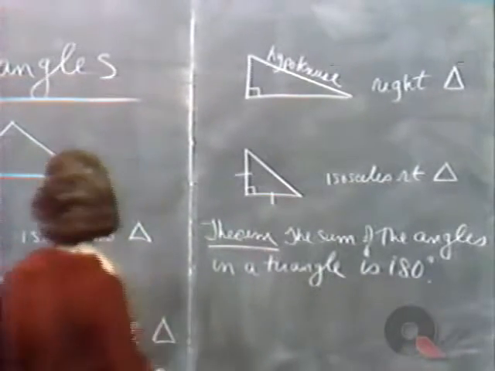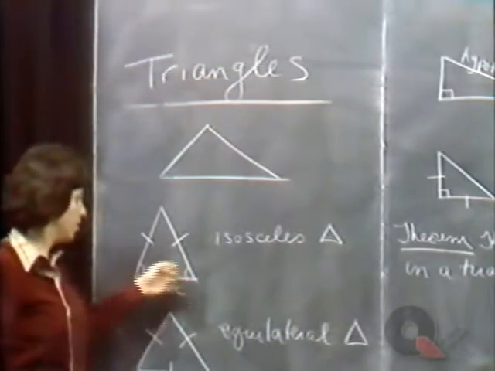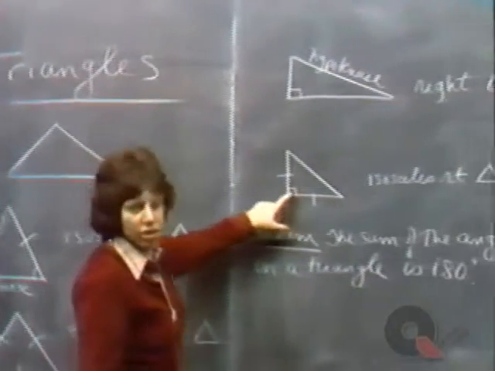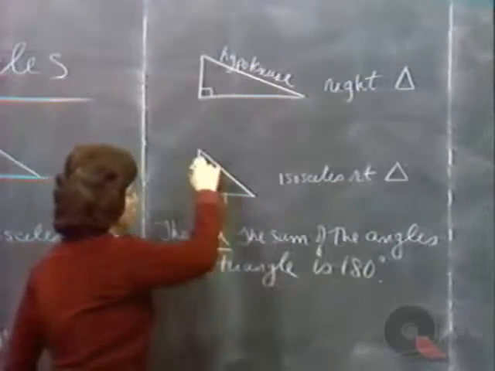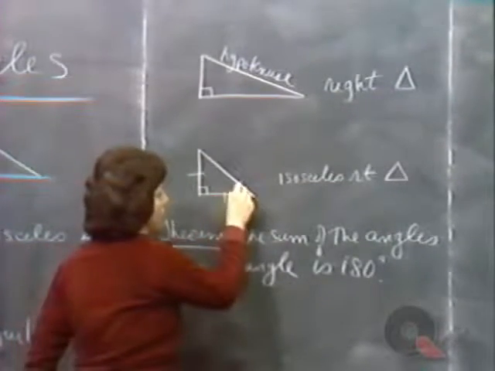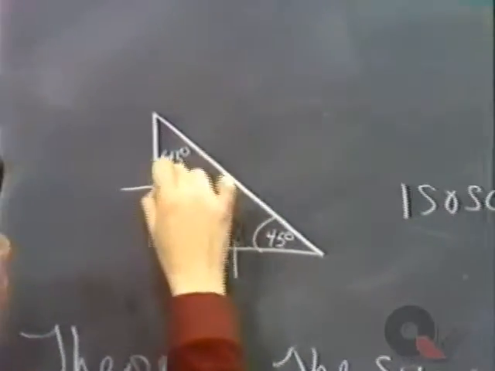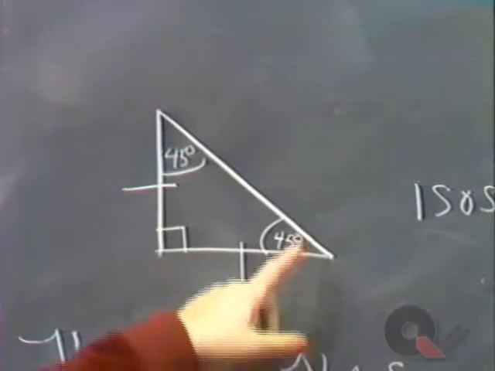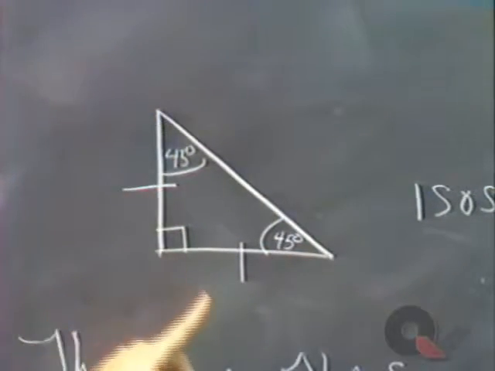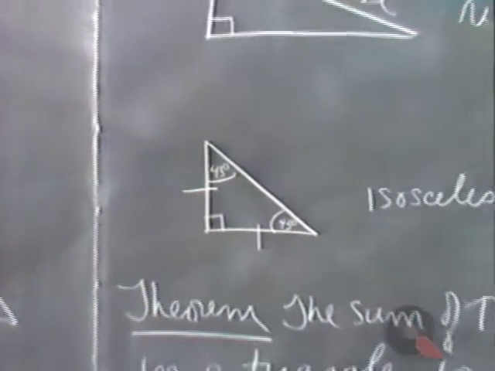Now, as I said, in an isosceles triangle, the two base angles are also equal. So if this angle is 90 degrees, and the sum of the angles in a triangle is 180 degrees, that means we have 90 degrees to split evenly between these two angles. This angle would be 45 degrees. This would also be 45 degrees. All isosceles right triangles have a 45-degree angle, a 45-degree angle, and a 90-degree angle. You cannot have an equilateral right triangle, but you can have an isosceles right triangle. It's a special type of right triangle.